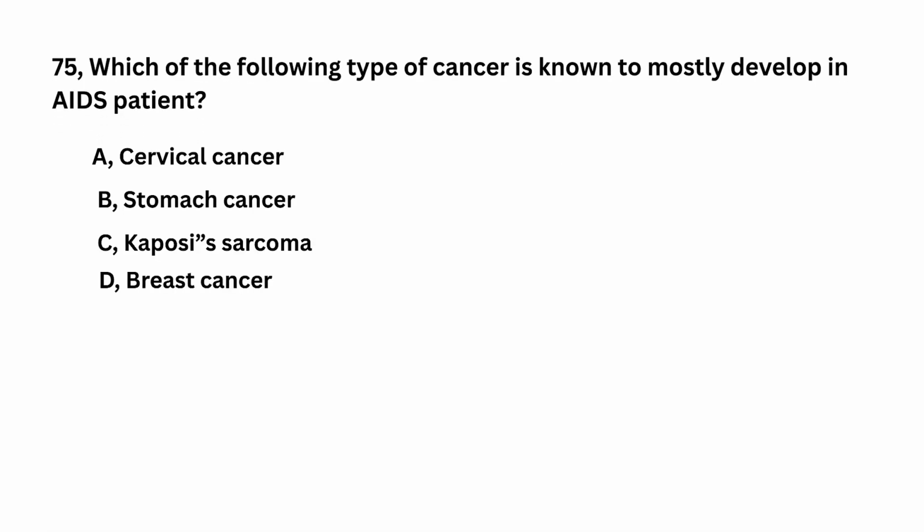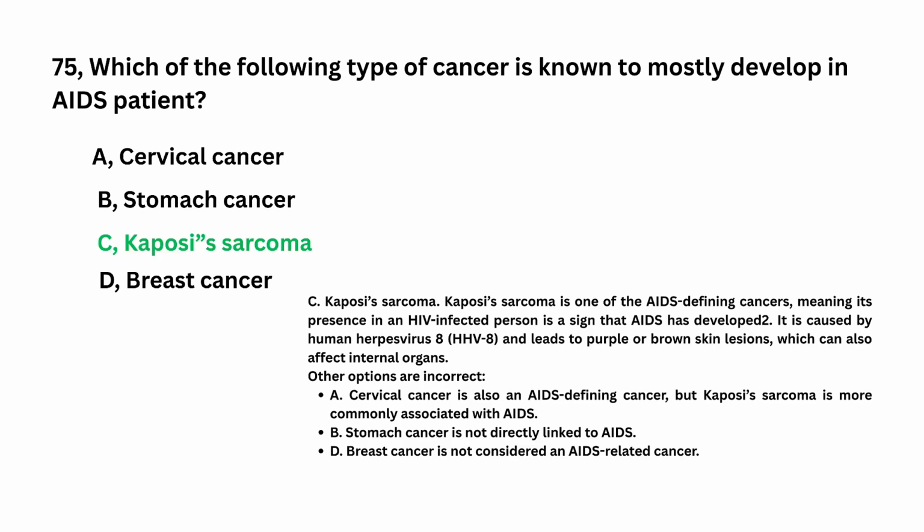Which of the following types of cancer is known to mostly develop in AIDS patients? Cervical cancer, stomach cancer, Kaposi sarcoma, breast cancer. Kaposi sarcoma is the answer.